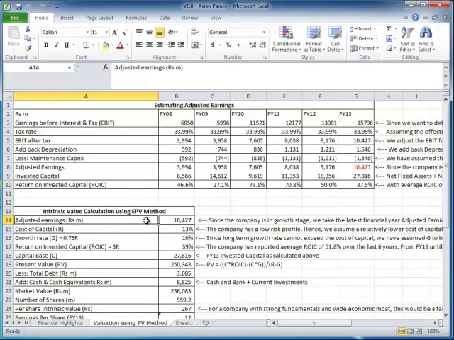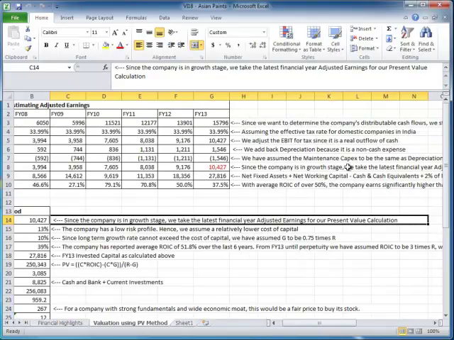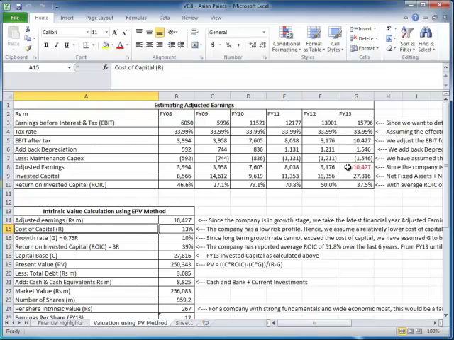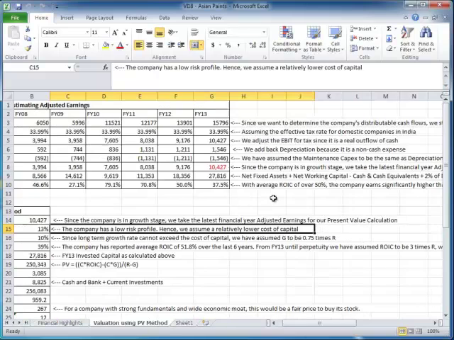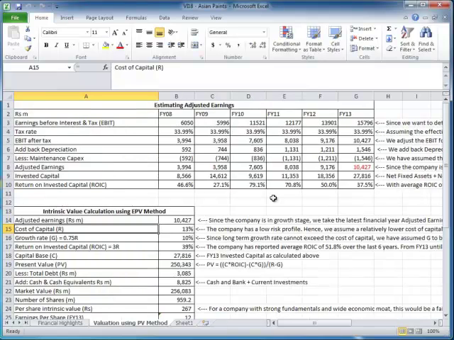So we start with the adjusted earnings, which we've taken from this cell here, adjusted earnings for 2013. And as we've written here, since the company is in the growth stage, we take the latest financial year adjusted earnings for our present value calculation. The next number we have is the cost of capital. Since the company has a low risk profile, we assume a relatively lower cost of capital, and as we mentioned earlier, we'll use a cost of capital of 13%.